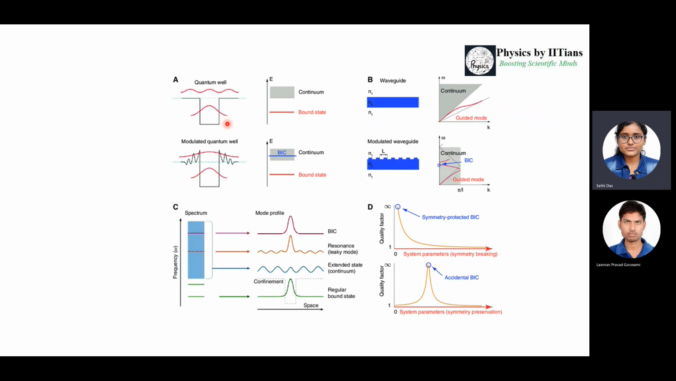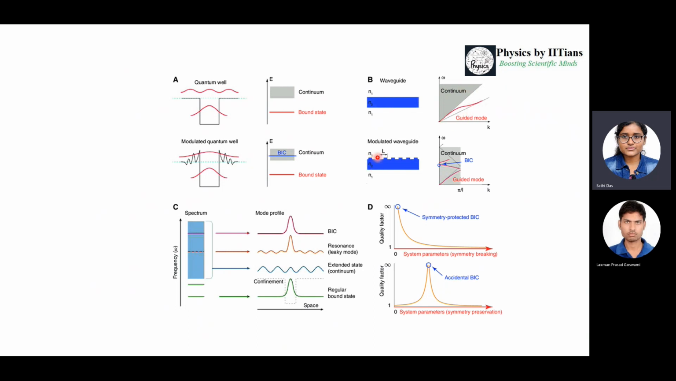And this is like an example of a continuum state and a bound state. If the particle's energy is within this range, there will be a bound state. If the particle energy is in this range, that is above this well, then it will be a continuum state. Suppose there is a waveguide. If you plot this k versus omega solution, that is the dispersion relation, you see this state will be a continuum state and this will be the guided modes.